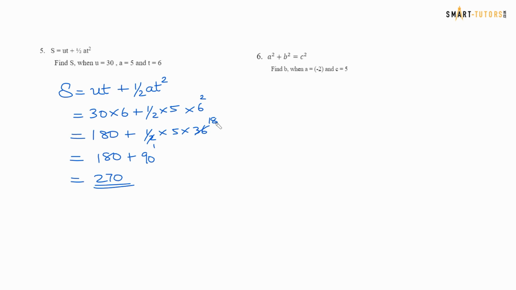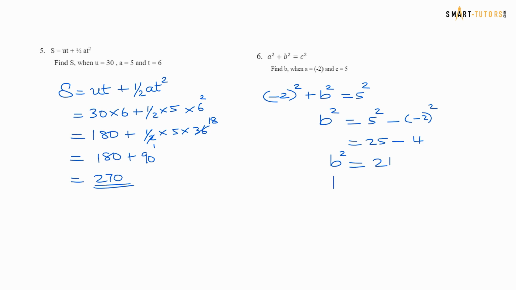Question number 6. a squared plus b squared equals c squared. Find b when a equals minus 2. So (minus 2) squared plus b squared equals 5 squared. So we are going to work out the value of b squared, which is 5 squared minus (minus 2) squared. So 5 squared is 25, minus (minus 2) squared is 4. So 25 take away 4 is 21, which is b squared. So b equals plus or minus square root of 21. So that is the answer for question number 6.